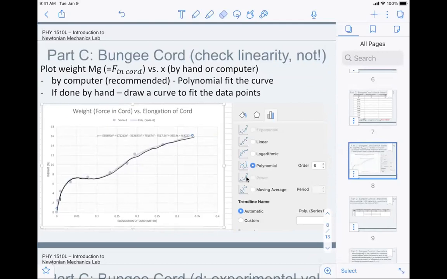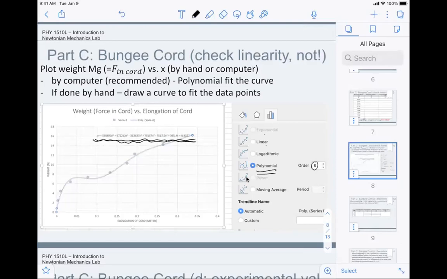If you are doing this using a computer, you have to choose the correct function and choose a polynomial fit instead of a linear fit. It's not a linear function. Then choose order 6. It should give you an equation that shows exactly how the force relates to the stretch. You will not get the exact same value as this, but this could serve as a guide of what kind of function you're looking to get.